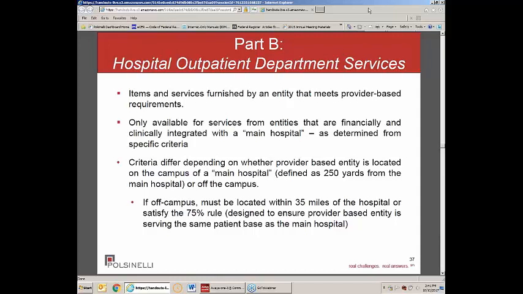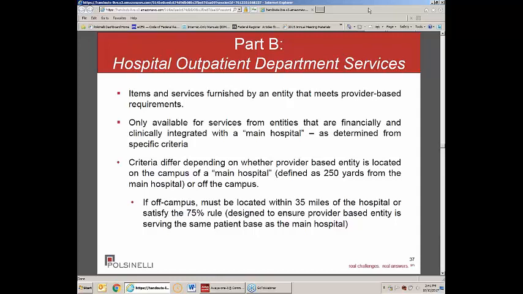Probably the other largest category is hospital outpatient department services, and these are items and services that are furnished in a hospital outpatient department, and that's a pretty specific definition. And it can include things like emergency room services, same-day surgeries, X-rays, radiology services, medical supplies. When they're performed in a hospital outpatient department, they become hospital outpatient department services.